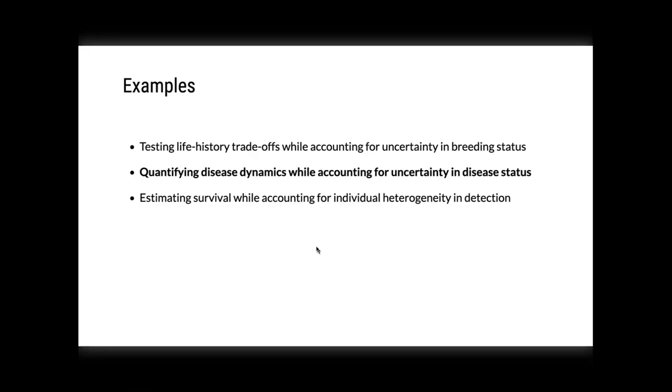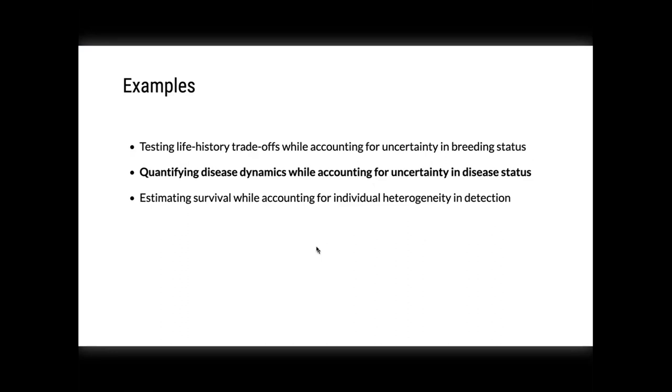Okay, so there is another example in the lecture slides about quantifying disease dynamics while accounting for uncertainty in disease status. We're going to go through it quickly because you'll see that it's ecologically very different from the previous example, but in terms of modeling and coding in Nimble, it's exactly the same thing.